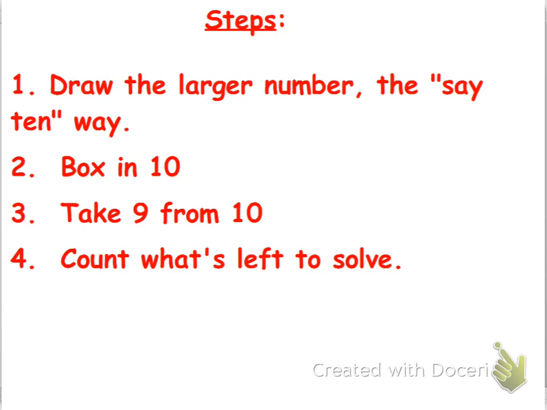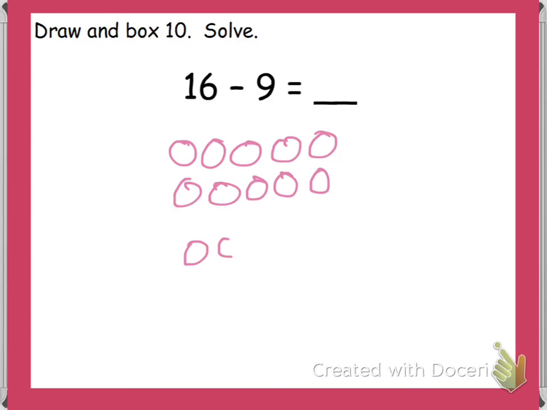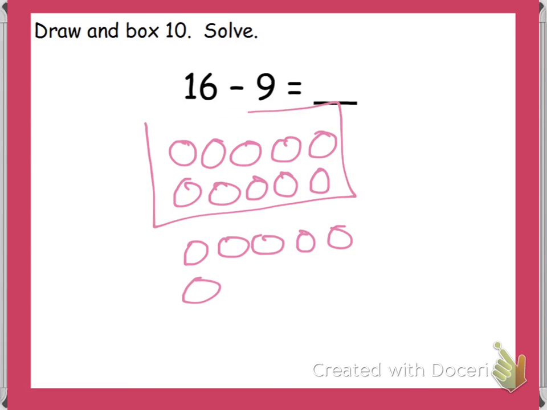So looking at this, 16 minus 9, we're going to draw the bigger number, which is 16. We're going to draw 16, 2, 3, 4, 5, 6, 7, 8, 9, 10, 11, 12, 15, 16. We're going to box in that 10.